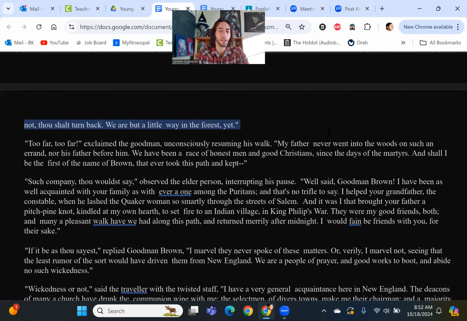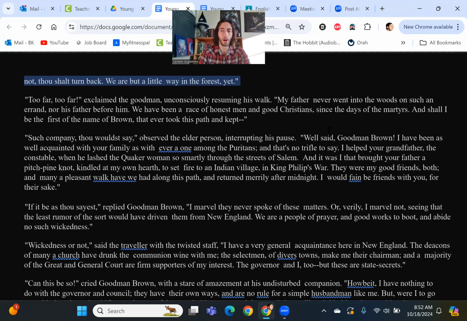Goodman says, too far, too far. My father never went into the woods on such an errand, nor his father before him. We have been a race of honest and good Christians since the days of the martyrs. And shall I be the first of the name of Brown that ever took this path and kept?